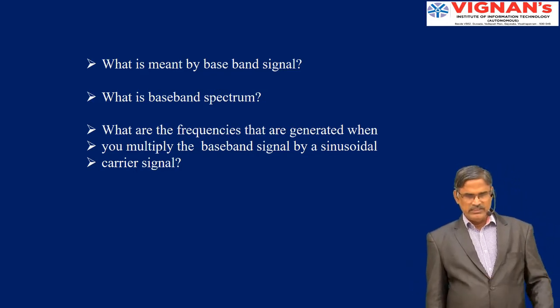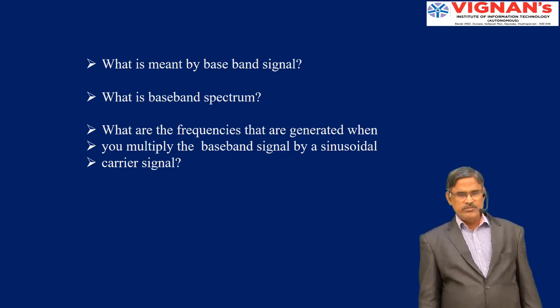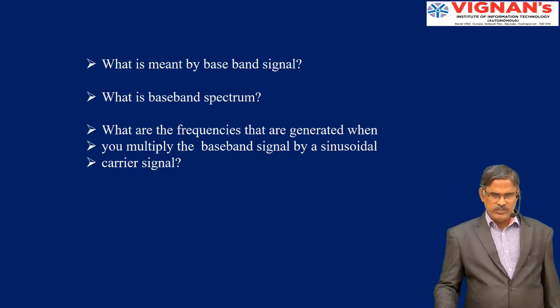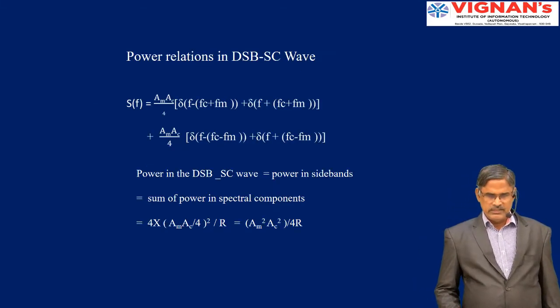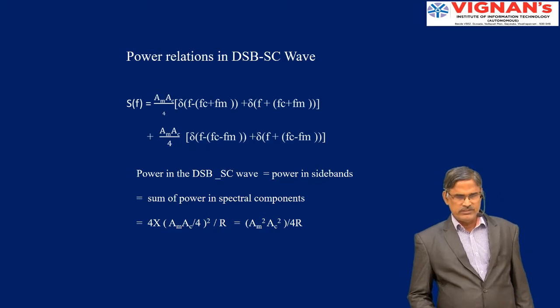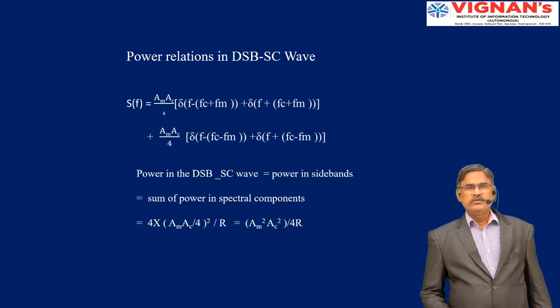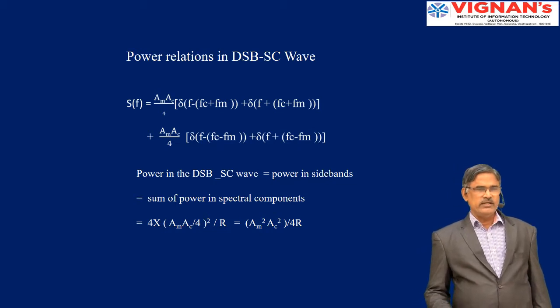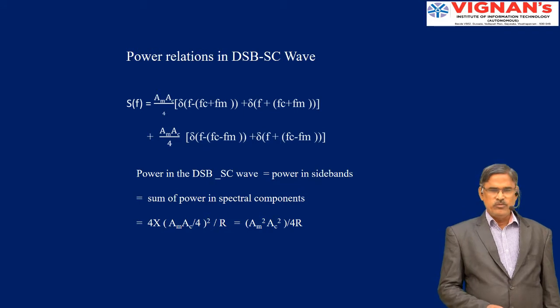It is nothing but message signal. What is baseband spectrum? The Fourier transform of the baseband signal or message signal is baseband spectrum. What are the frequencies generated? You know, it is the sum frequency and difference frequency. And what is the power in the modulated signal? The power in the modulated signal you can calculate through spectrum also and through time domain also.